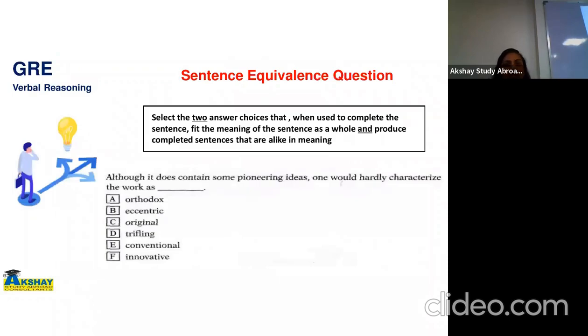Okay, so this is your sentence equivalence question. You can see the box and you can check the instruction in that box: select 2 answer choices. And then there is a sentence. Sentence equivalence questions always look like this. You come across a sentence, always 1 blank, and 6 options, and you have to choose 2 options that produce sentences parallel or similar in meaning. Can you check this question and try to answer?